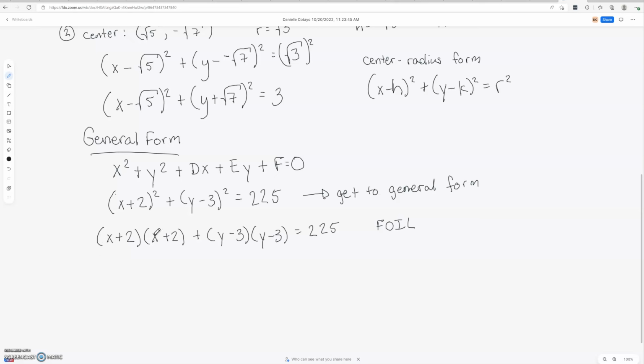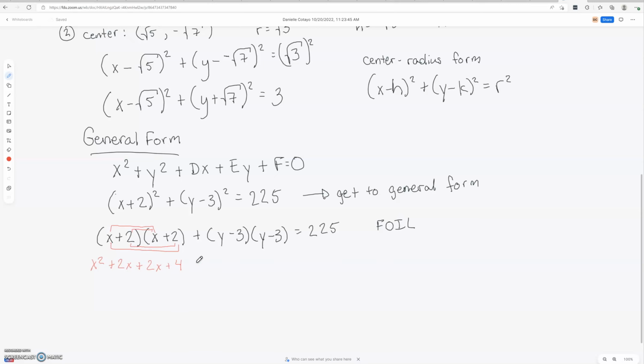So x plus 2 times x plus 2: x times x is x squared, plus 2 times x is 2x, plus your outer, another 2 times x, plus 2 times 2 is 4.